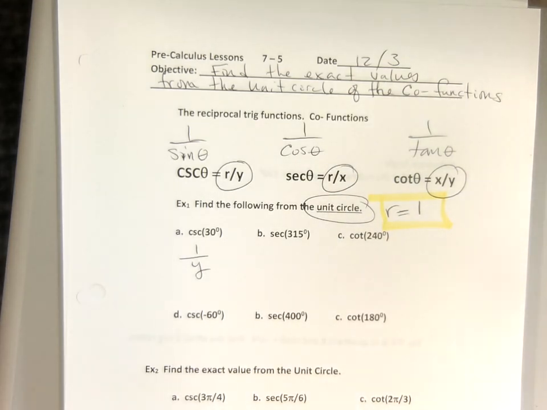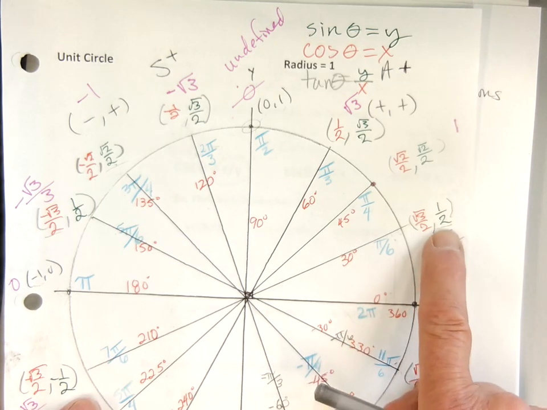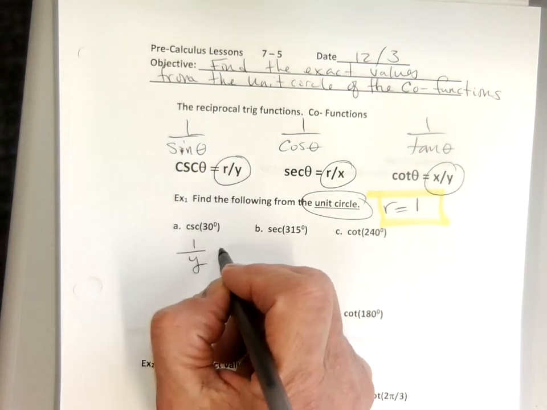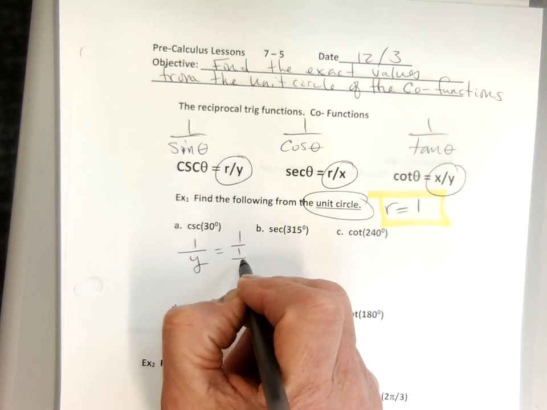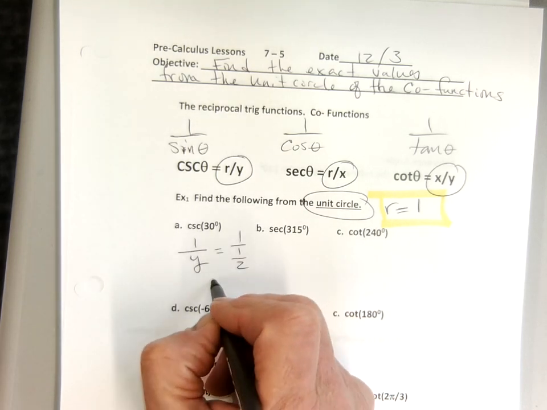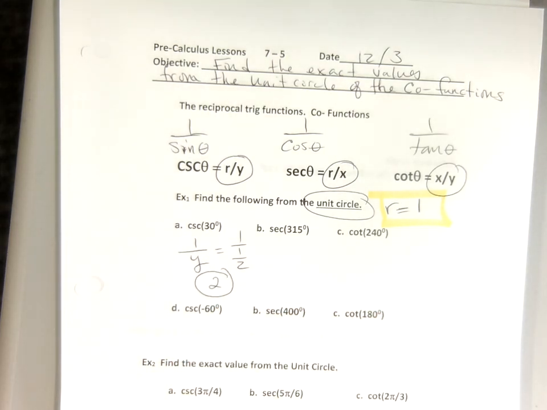And I'm going to go to 30 degrees. And at 30 degrees, the y value is 1/2. So I'm going to have a 1 over 1/2. That's a bad looking answer, but I can flip this up, and the answer is 2, or 2 over 1. Okay, with me? I just flipped it up, right?